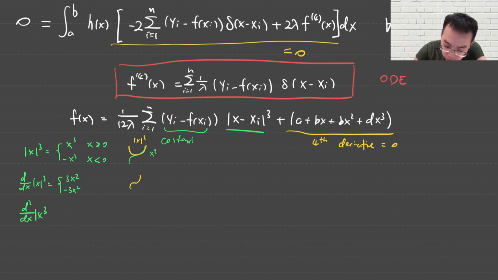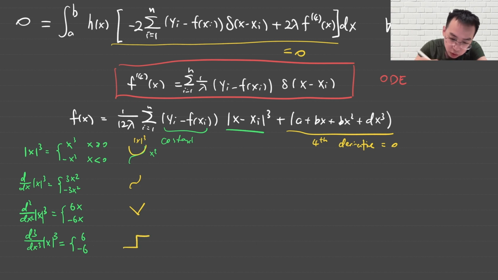So the second derivative for this is going to be 6x and minus 6x. Okay, now we have a function that looks like this, and then the third derivative is going to be 6 and minus 6. So that's going to look like this, right? We have a jump for the third derivative.